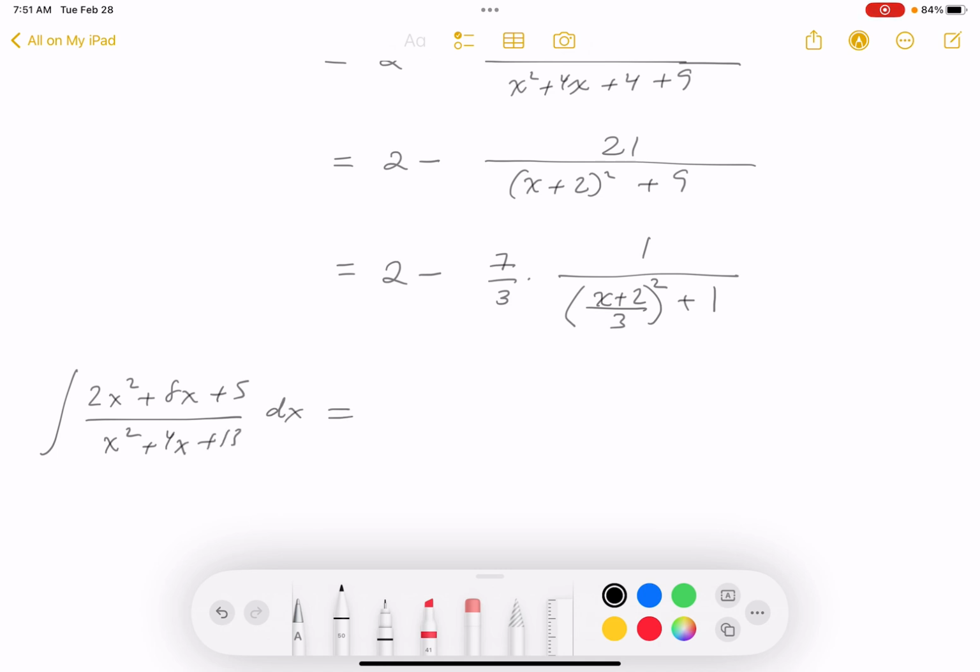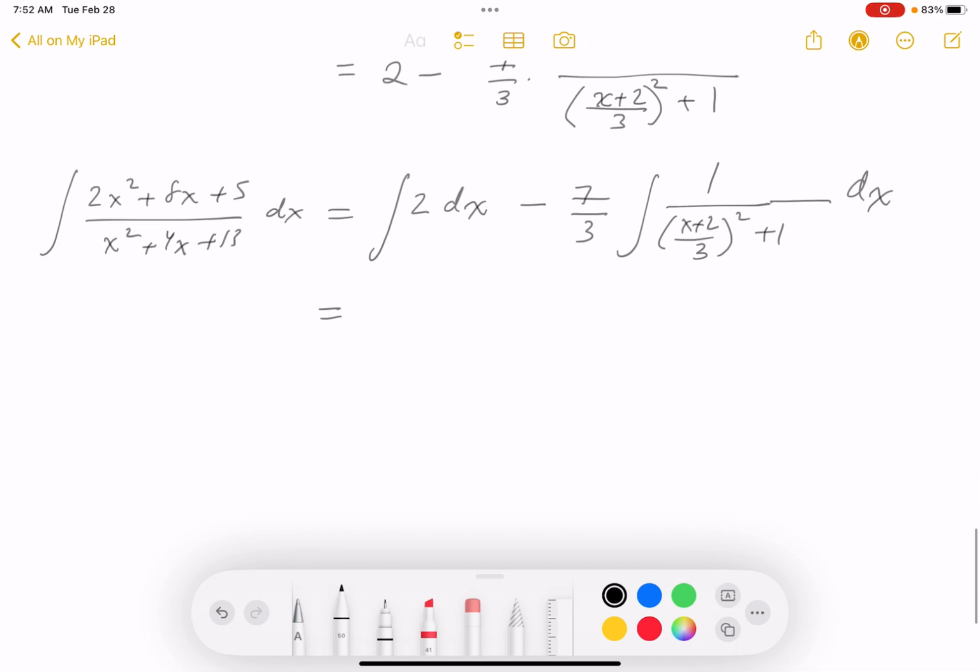And it's going to be a simple integration now. It's going to be the integral of 2 dx minus 7/3 times the integral of 1 over x plus 2 over 3, this quantity squared, plus 1 dx. Well, the first integral is really super simple to do. It's simply going to be 2x. The next one, let's write this down. I'm seeing 7/3, I do see that.